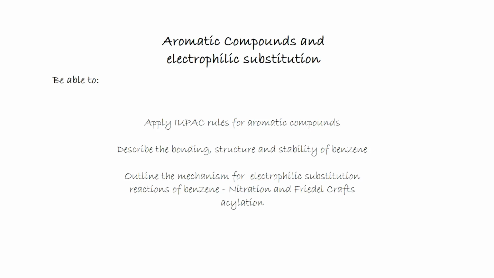By the end of this lesson then, we should be able to do the following. We should be able to apply IUPAC rules for aromatic compounds, describe the bonding structure and stability of benzene, and outline the mechanism for electrophilic substitution reactions of benzene, which include nitration and Friedel-Crafts acylation.